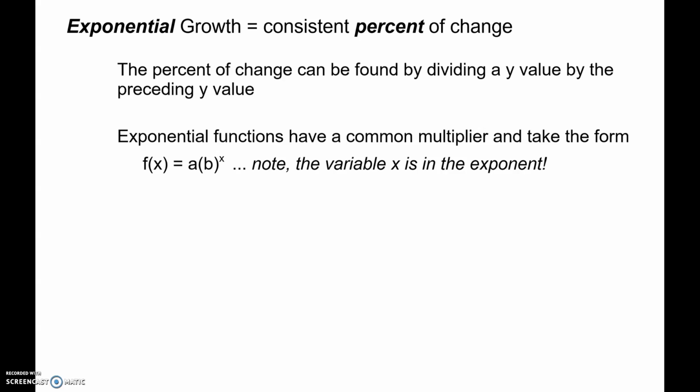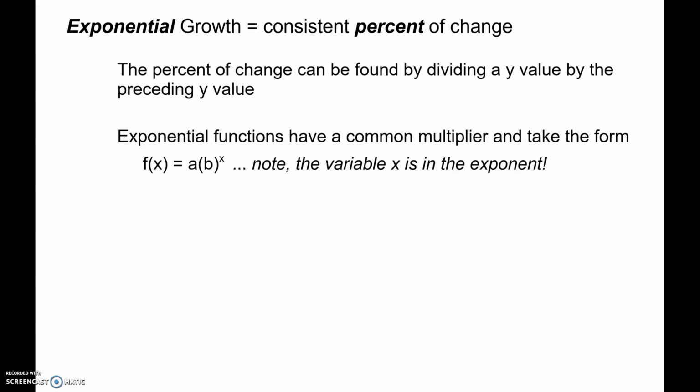Okay, exponential growth. Exponential growth differs from other types in that it is a consistent percent of change, either increasing or decreasing. That percent of change is found by dividing a y value by its preceding y value. And in function notation, it will look like f of x equals a times b to the x. So our variable is in that exponent position.